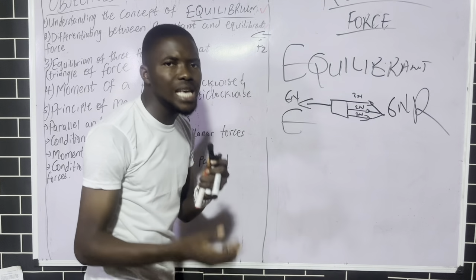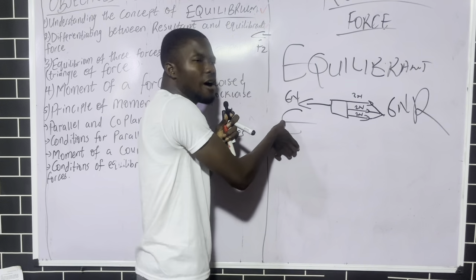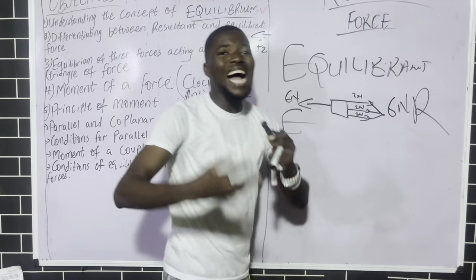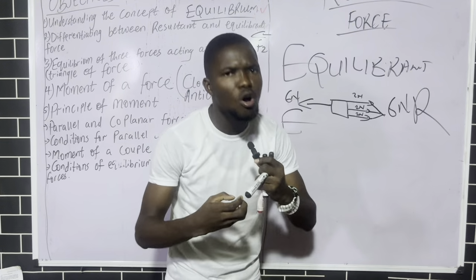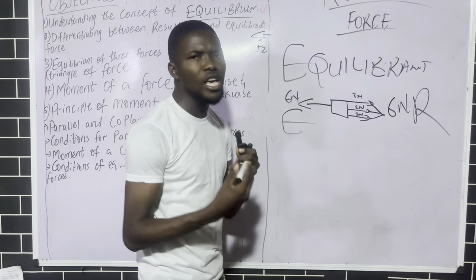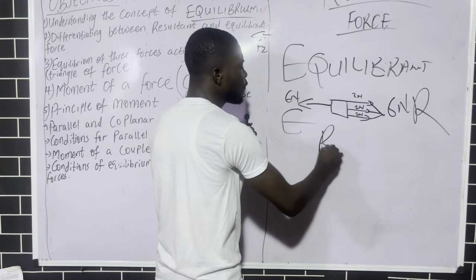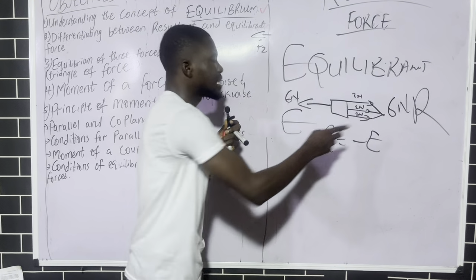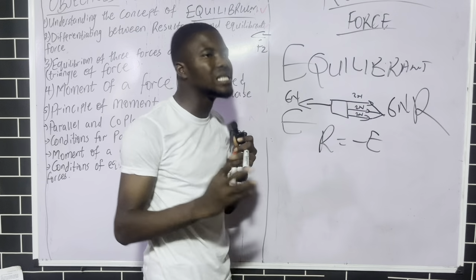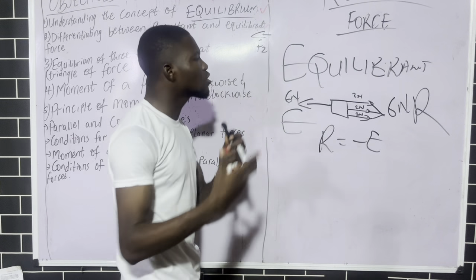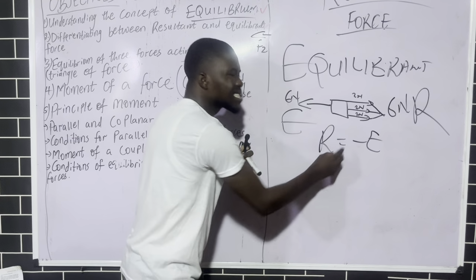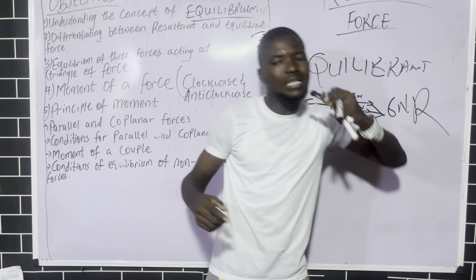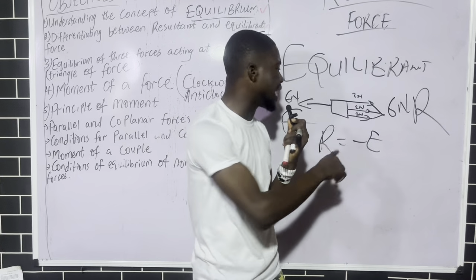So what do we notice here? We notice that the equilibrium force and the resultant force are 2 forces of the same value, but in opposite direction. This is why in your textbook you will see that the resultant force R is equal to minus E. The minus here does not necessarily mean that E is negative. What it means is that it's showing direction. The equal sign is trying to tell you that what is here is the same as what is here.